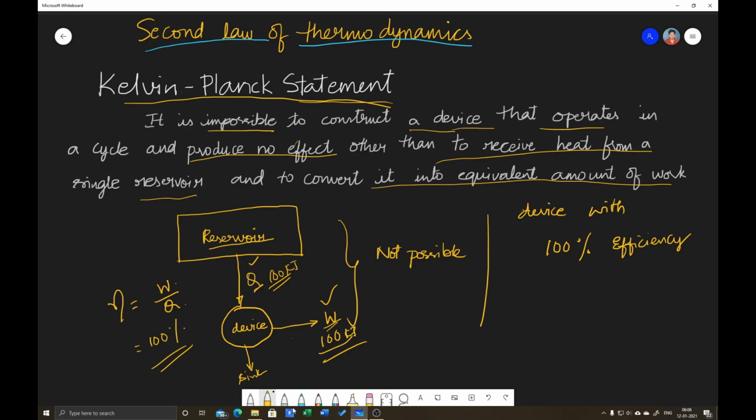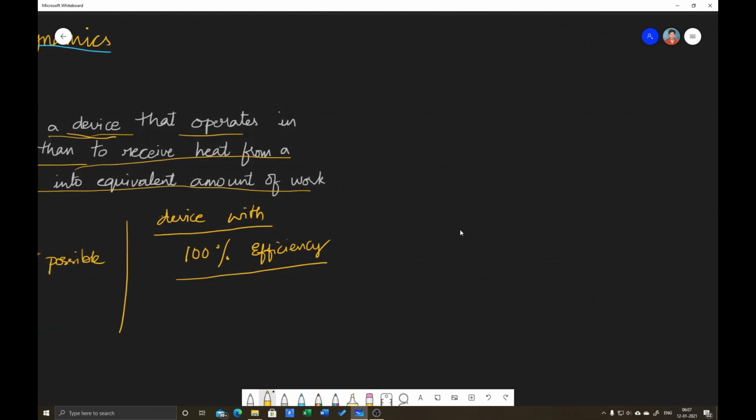First try to understand this statement and then learn it by heart. It is a statement, so you have to write it as it is. Finally you can say that the Kelvin-Planck statement states that it is impossible to construct a device with 100% efficiency in simple terms, or it is impossible to construct a device that operates in a cycle and produces no effect other than to receive heat from a single reservoir and to convert it into an equivalent amount of work. This is not possible.